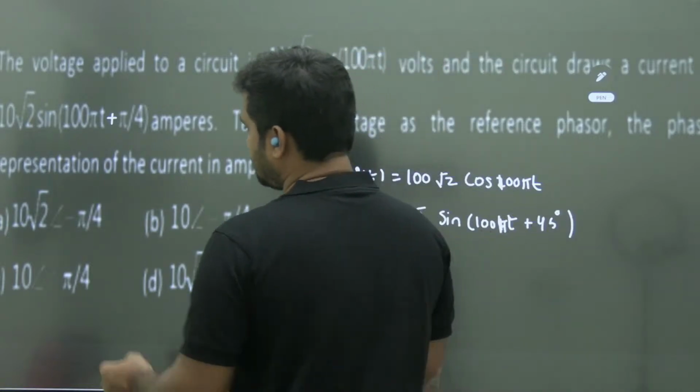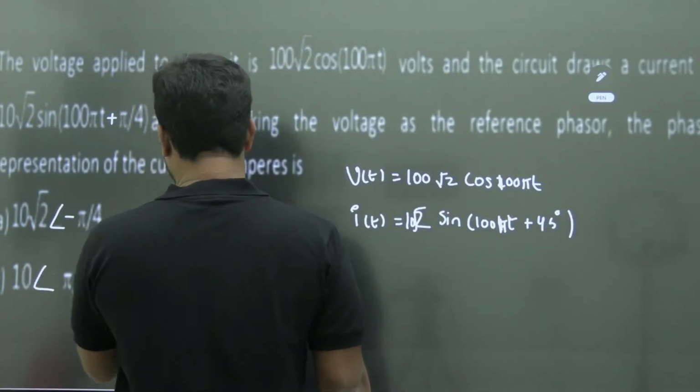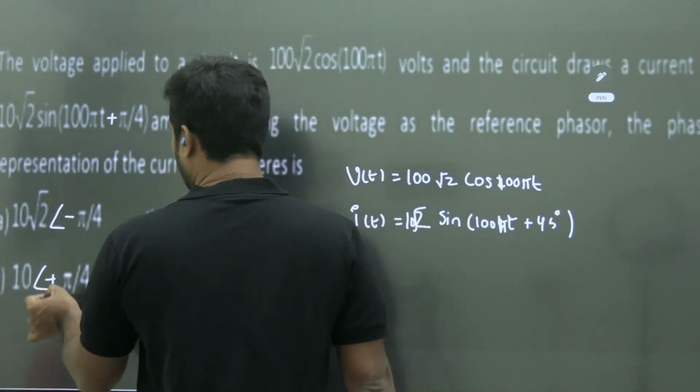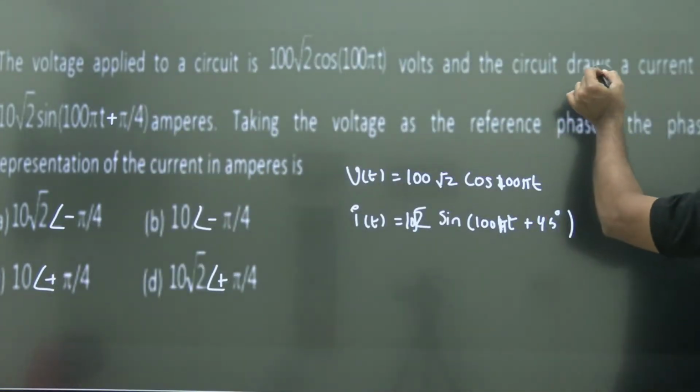So this is 10 root 2 angle minus pi by 4, 10 angle plus pi by 4, 10 root 2 and 10 angle plus pi by 4. So if you want to give a try, you can try.